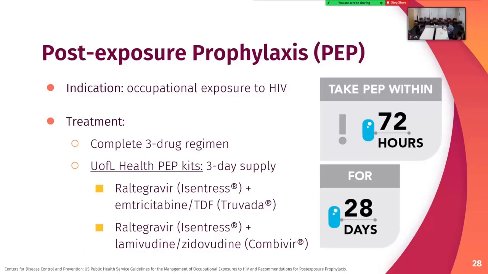These patients should receive a complete 3-drug regimen. So here at U of L, we actually have a policy and we supply people with PEP kits if they do have an exposure. So we give them a 3-day supply of either raltegravir with emtricitabine and TDF or raltegravir with lamivudine and zidovudine. So if you do have an exposure, you can get this supply from the ED, and then we can send a script to whatever pharmacy you have so you can get your full complete drug regimen for the 28 days.